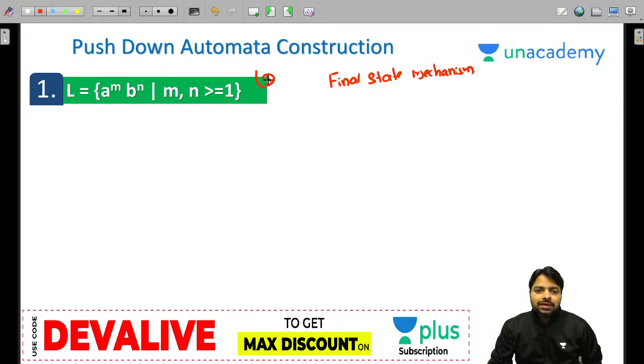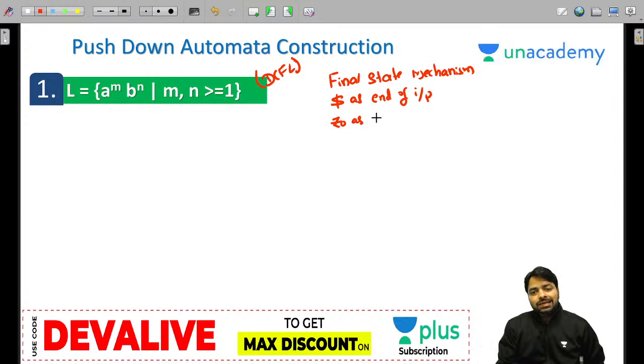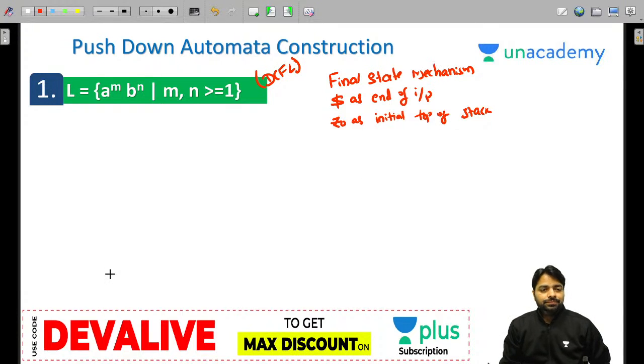And this is a DCFL, so you can use either a PDA or DPDA mechanism. You can use PDA knowledge or DPDA, so I will show you both of them, how to implement. I'm using dollar as the end of the input. I'm using Z0 as the initial top of the stack. If you don't assume it, you can forcefully put a Z0 on the stack.